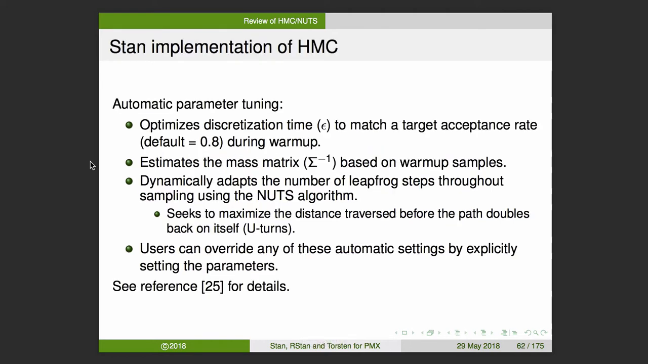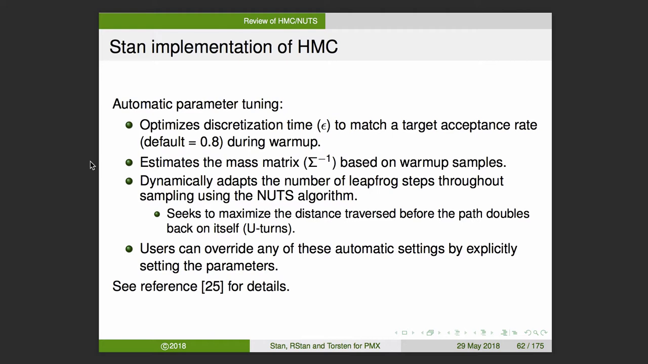Just a brief thing on the automatic parameter tuning that happens in NUTS here. It tries to optimize the discretization time, that epsilon, by trying to adjust epsilon to match some target acceptance rate. The default acceptance rate is 0.8, but that's something you can adjust if you want. It estimates the mass matrix based upon warm-up samples as it goes along.